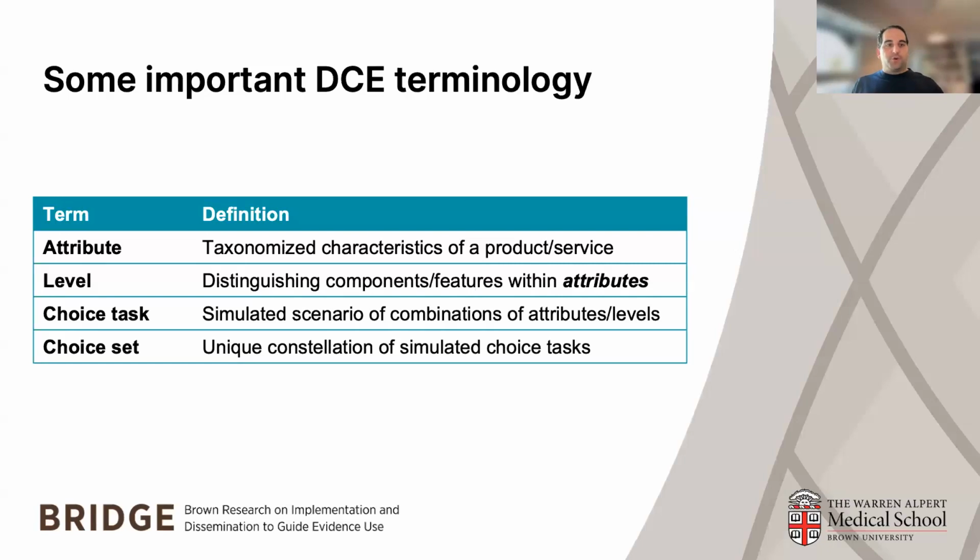And so just so we are all aligned with a shared vocabulary, when I use the term attribute in a DCE, I'm referring to the specific characteristics of a product or service. These could be things like color of a car, the manufacturer of a car, the price of the car. When I'm using the term level or item, I'm referring to the distinguishing components or features that are nested within attributes. So as an example, color of a car, color again is an attribute, and different levels or items of that would be red, blue, black, or white.